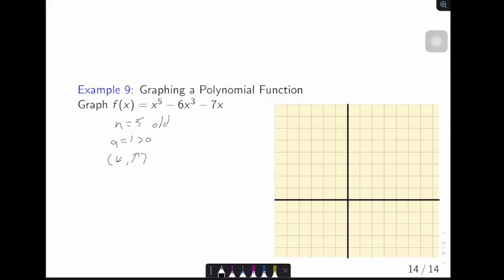Over here, we're going to be pointing downwards forever. Here, we're going to be pointing upwards forever. What happens in the middle? Who knows? We have to find out. Okay, let's do this.